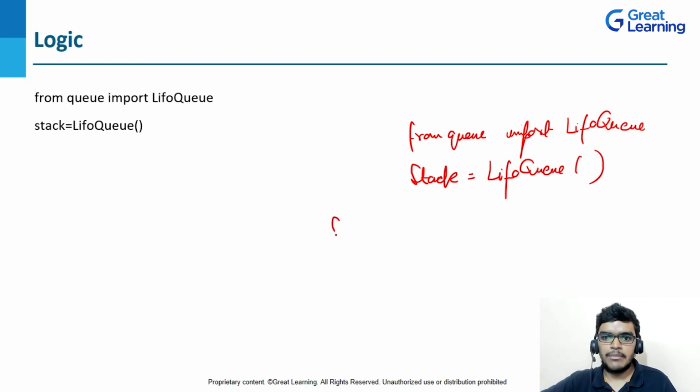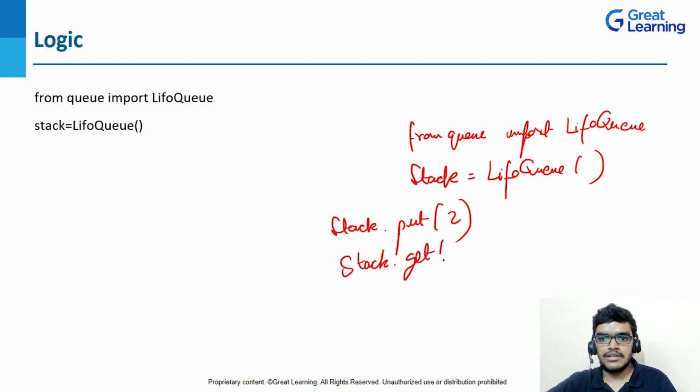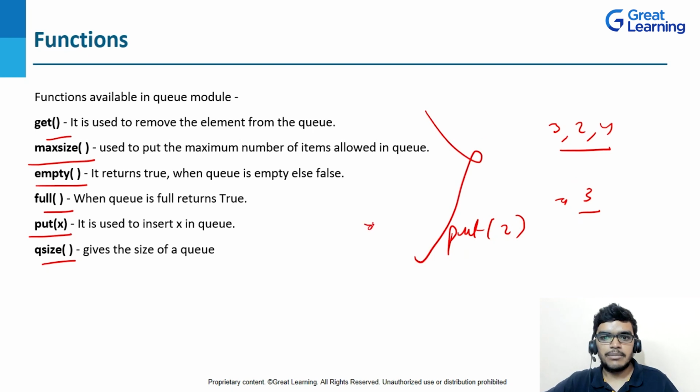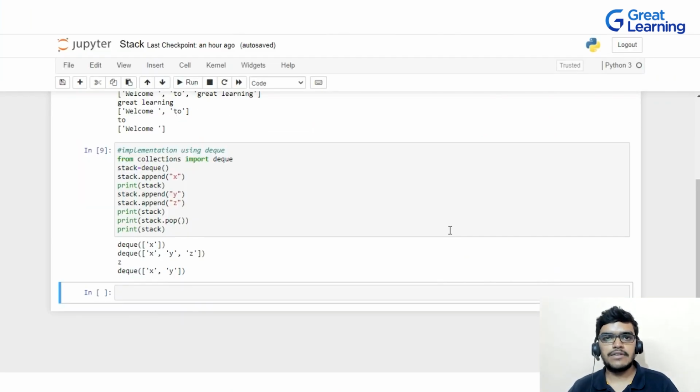Now if I'm writing stack dot put, and if I'm writing 2, this means I am inserting the value 2 in a stack. Similarly, if I'm writing stack dot get, that means I am removing the value from the stack. So this is the basic idea. Now we will see all these functions in the practical coding example. So let's start with the coding part.